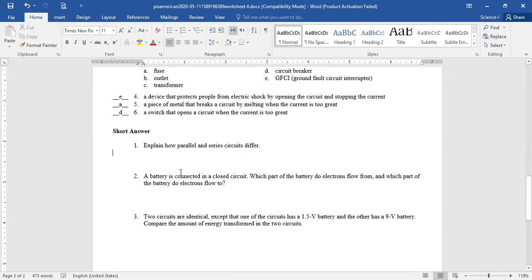A series circuit is an electric circuit that only has one path. Good. So a series circuit just has one path for electric current, while a parallel circuit has more than one path. Excellent. While a parallel circuit, okay.